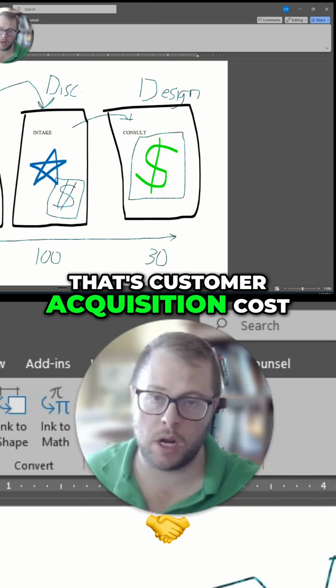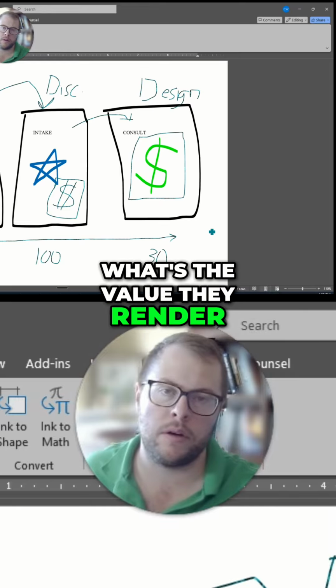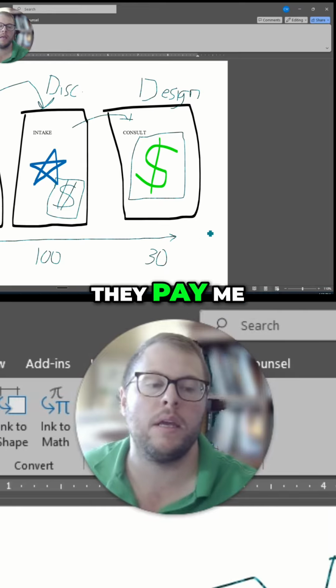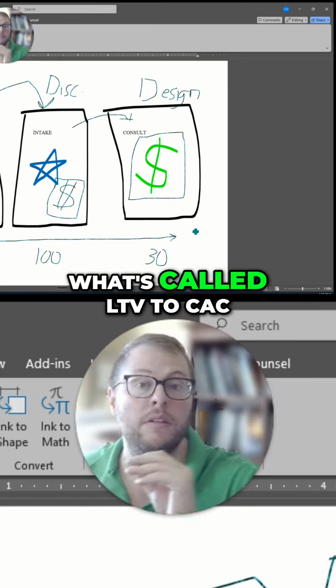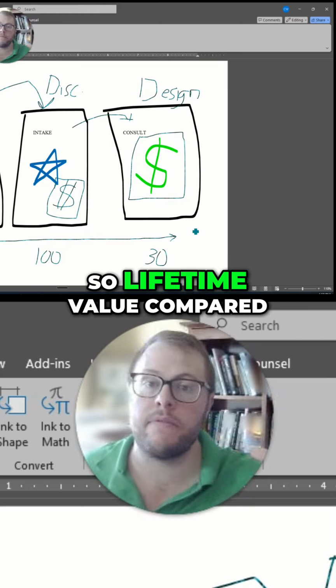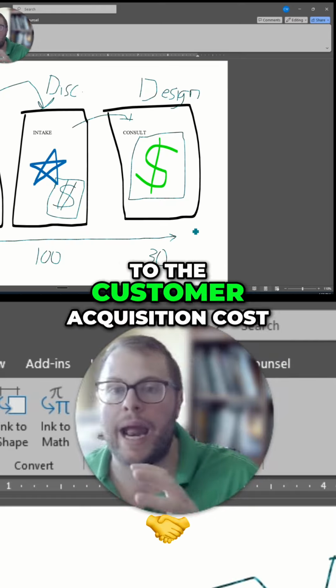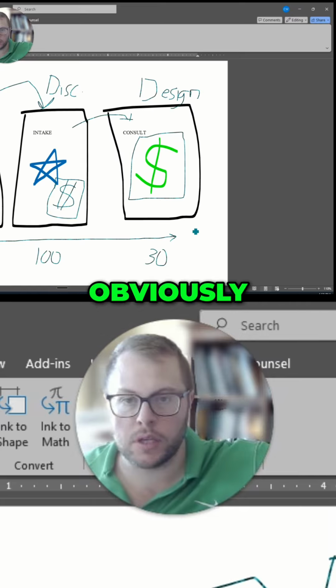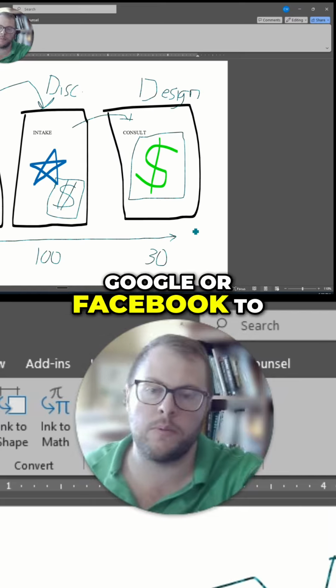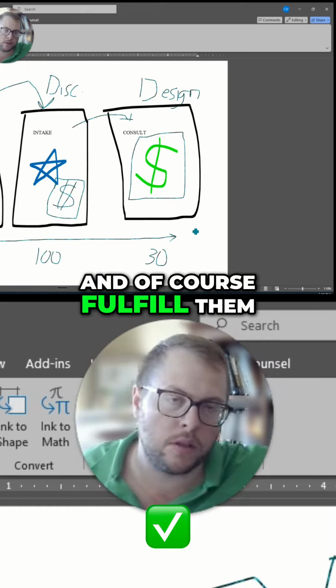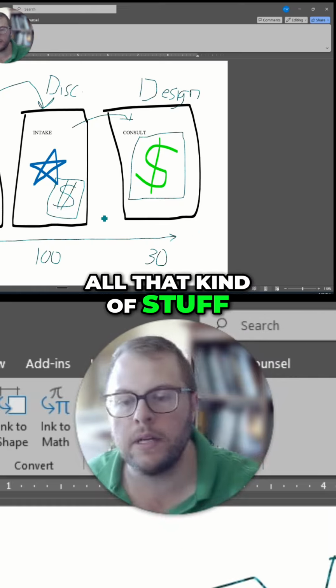That's customer acquisition cost. What's the value I can render to them, that they pay me? And that's where you get to a really interesting ratio called LTV to CAC, lifetime value compared to the customer acquisition cost. Obviously, you want them to pay you more than you had to pay Google or Facebook to get them, and of course, fulfill them. We'll talk about cost of goods sold, all that kind of stuff.